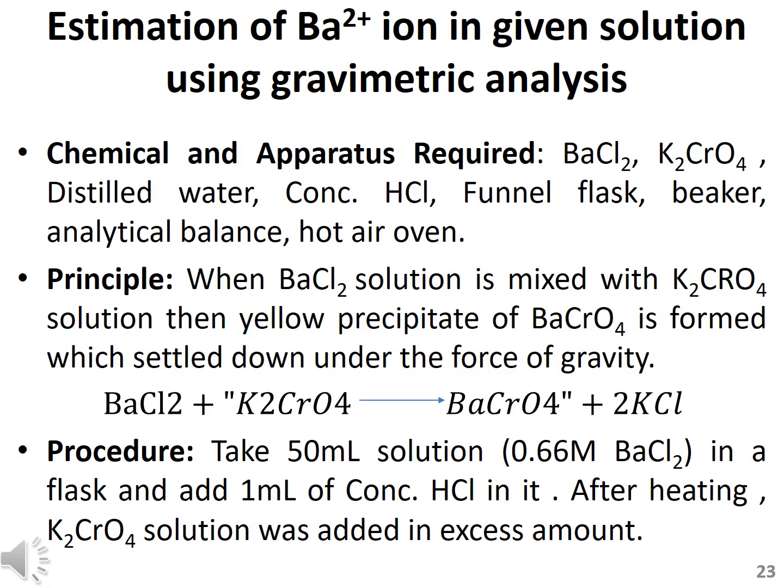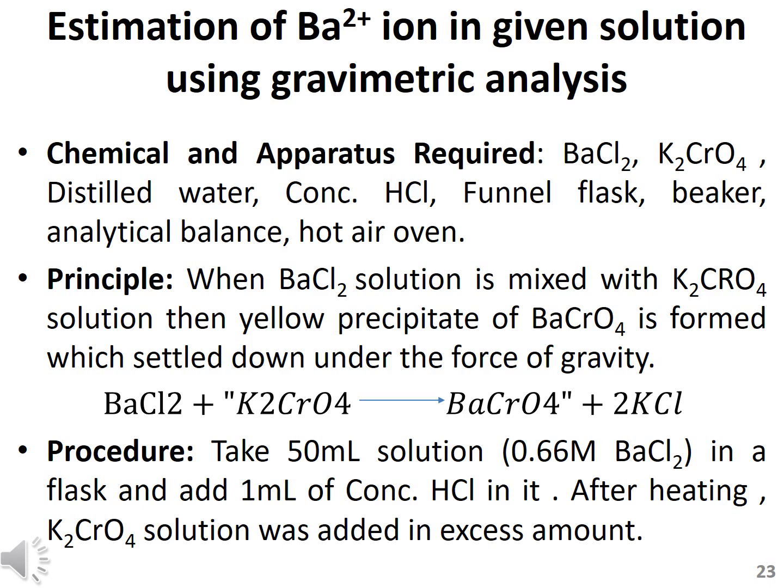In this slide we will discuss the estimation of barium ion in a given solution by employing gravimetric analysis. This experiment will require the following chemicals and apparatus, for example barium chloride, potassium chromate, distilled water, concentrated HCl, funnel, flask, beaker, analytical balance and hot air oven.